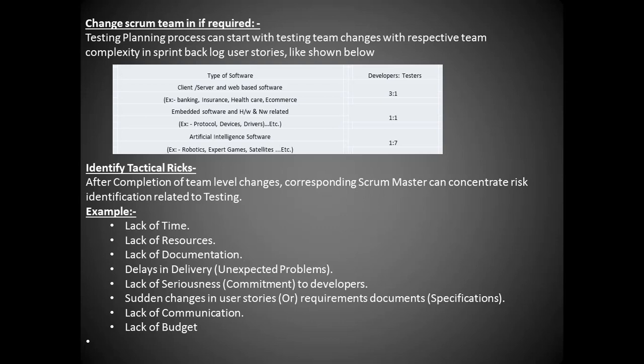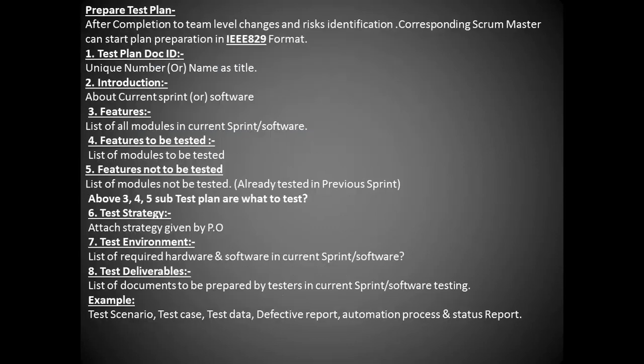Identifying the tactical risks means after completion of the team level changes, the corresponding Scrum Master can concentrate on risk identification related to testing itself. Examples here: lack of time, lack of resources, lack of documentation, delays in delivering, unexpected problems, lack of seriousness and commitment from developers, sudden change in the user stories or requirements documents, specifications, lack of communications or lack of budget. Preparing the test plan here.